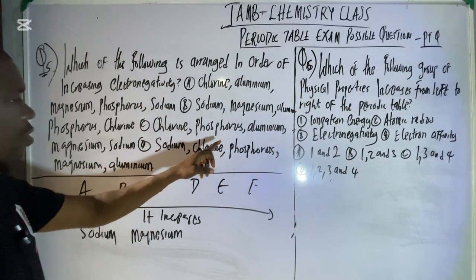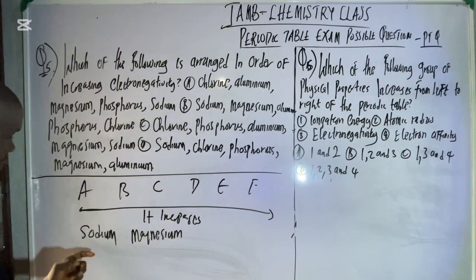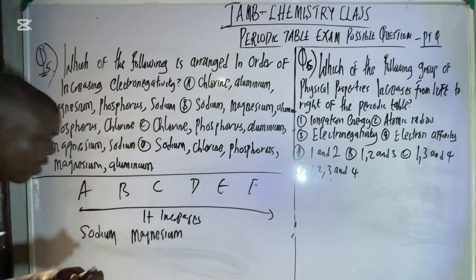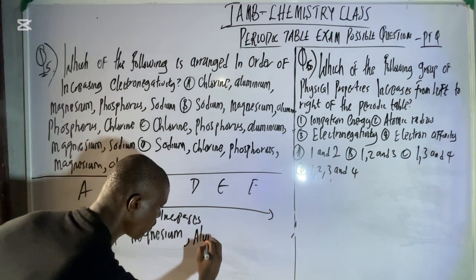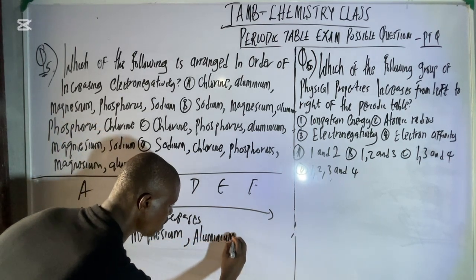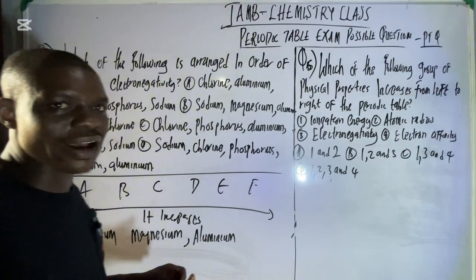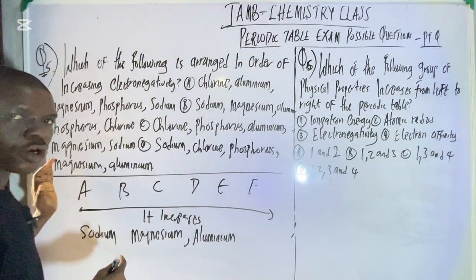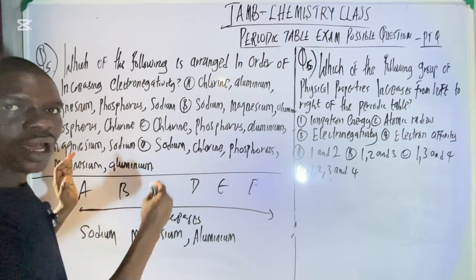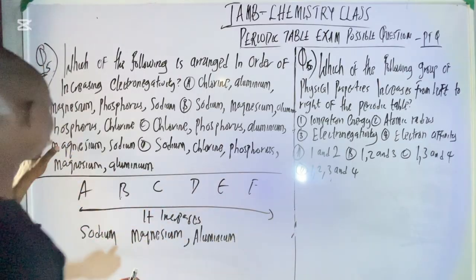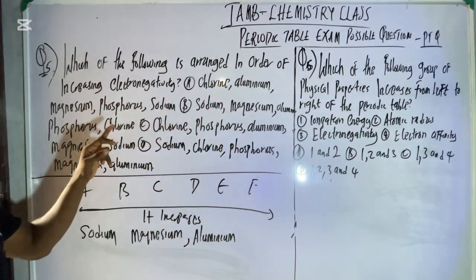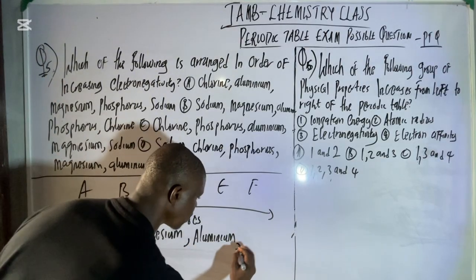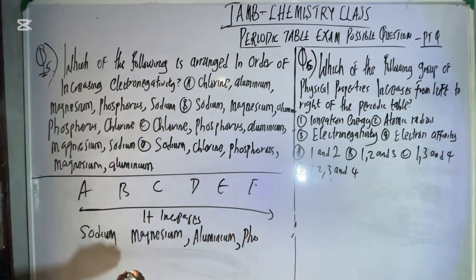Okay, so sodium, magnesium, then we have what? Aluminium. After aluminium, hydrogen, helium, lithium, no: sodium, magnesium, aluminium. Here we have silicon. There's no silicon here. After silicon is phosphorus. So here we have phosphorus.